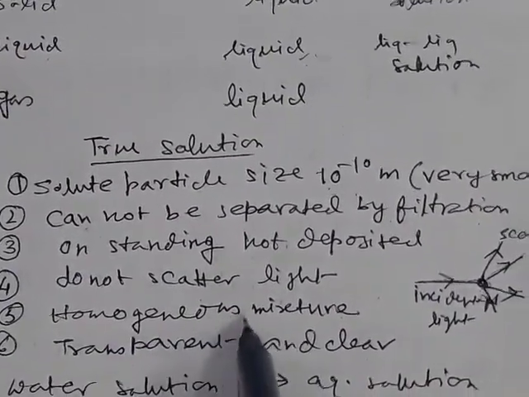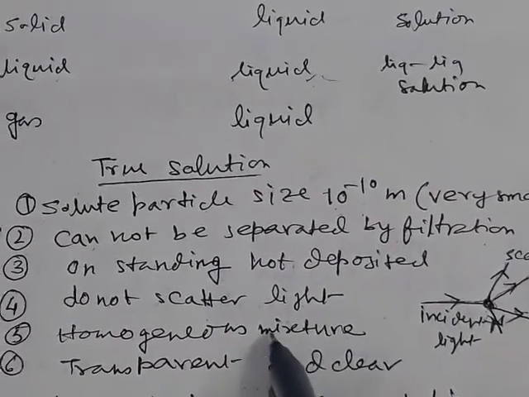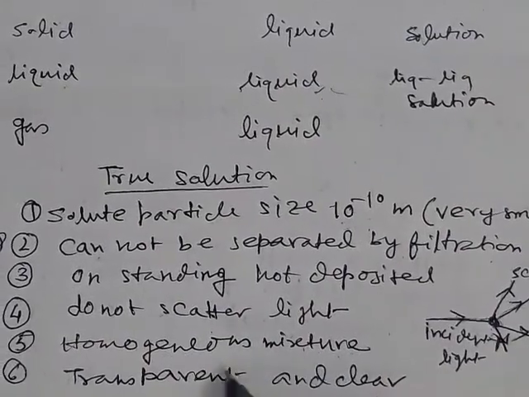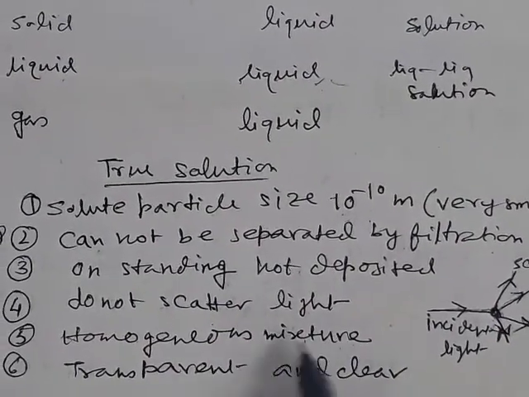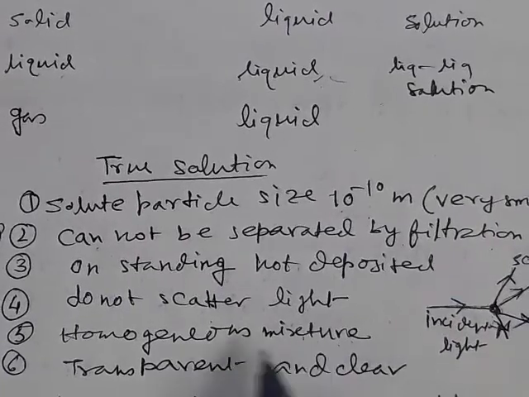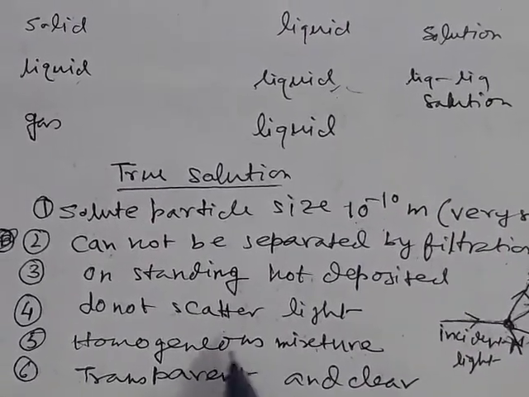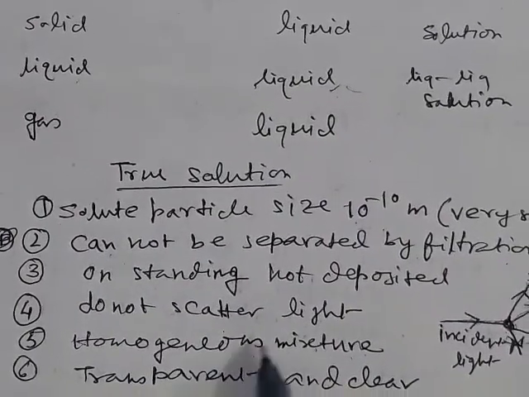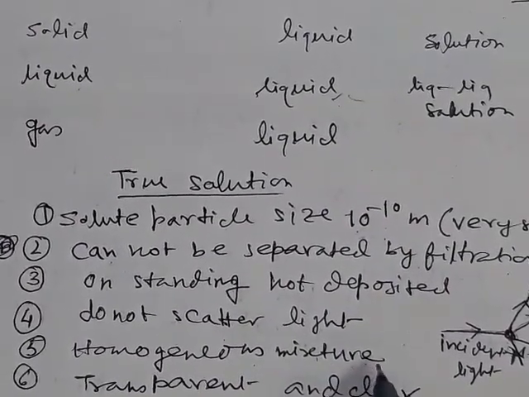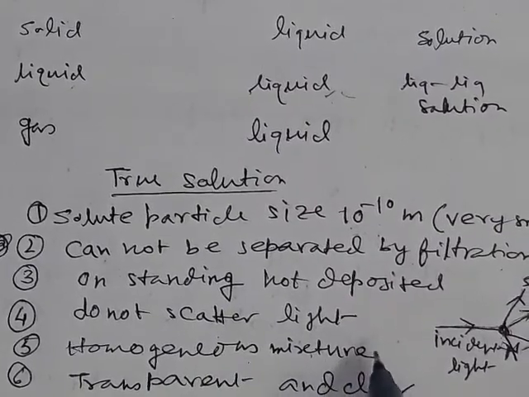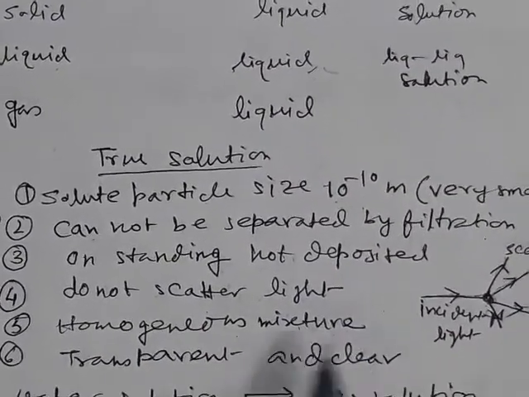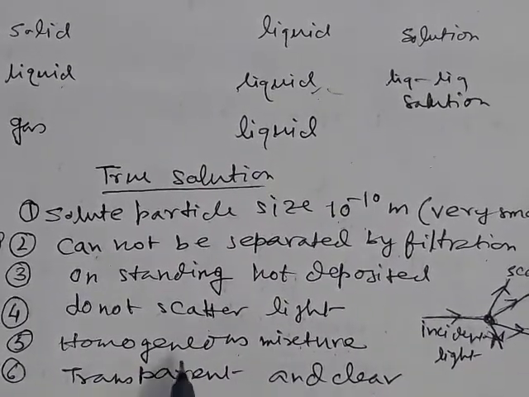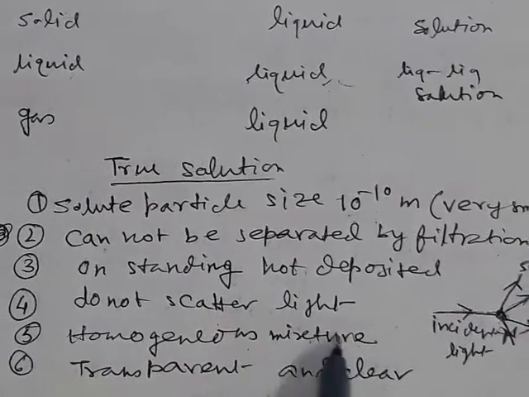Number 5: homogeneous mixture. A true solution is always a homogeneous mixture. Homogeneous mixture means if we take any part of the solution, then the composition of the solution will be the same. Say one spoon of any solution from any part is taken, the composition will be the same if we take another spoon from another part of that solution. So all over the solution the composition will remain the same. That is called a homogeneous mixture.